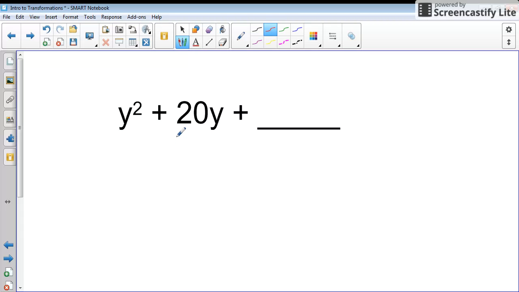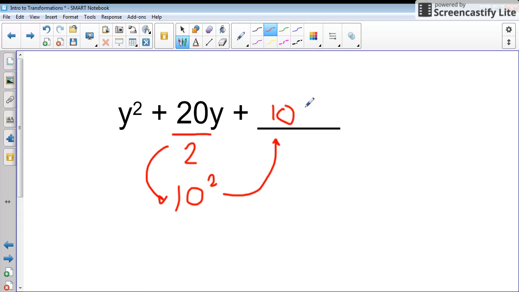And the rule is to take the middle coefficient, which in this case is 20, and divide it by 2. You're going to half it. And half of 20 is 10. And whatever number you get, whatever half of that middle number is, you are going to square that number. And that is where you're going to get that last number. So half the middle number and square it. Half of 20 is 10.